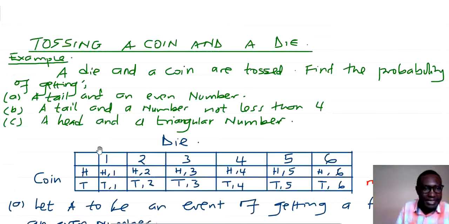Part B, they need us to find the probability of getting a tail and a number not less than 4. That means the number that we should get should be 4 going onwards. So we shall have 4, 5, 6. So these are the 3 options: tail and a number that is not less than 4. We shall have tail and a 4, tail and a 5, tail and a 6.